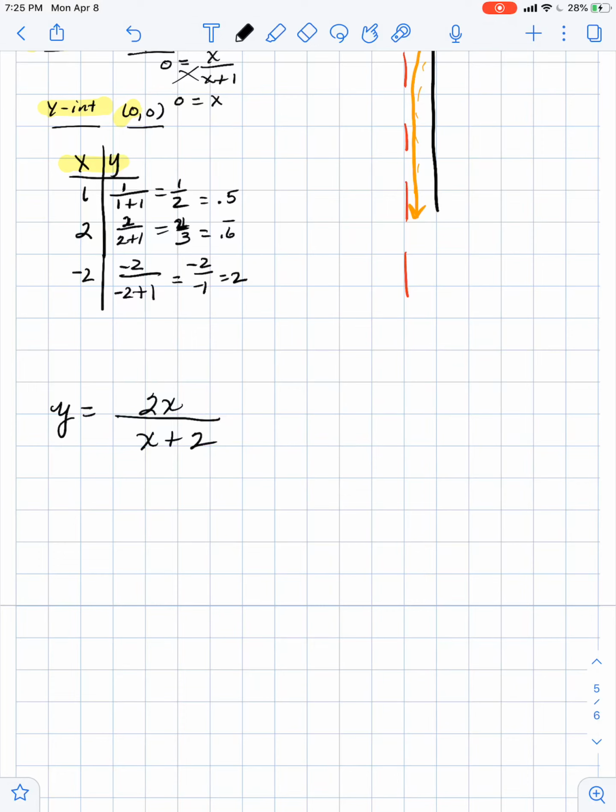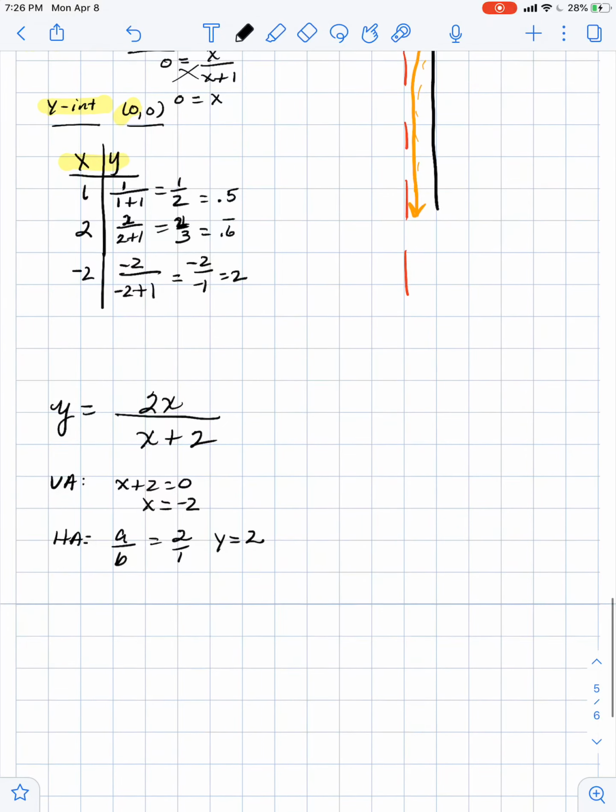In this case, let's go vertical asymptote first. I always like it first for some reason. The vertical asymptote, again, is where we set the denominator equal to 0, so x equals -2. Our horizontal asymptote will be a over b, in this case 2 over 1, so y equals 2.